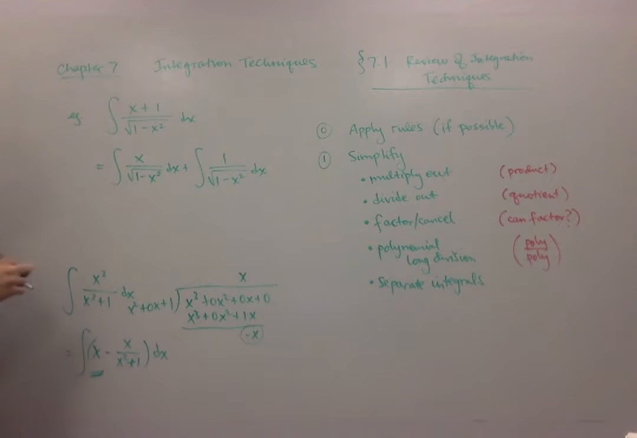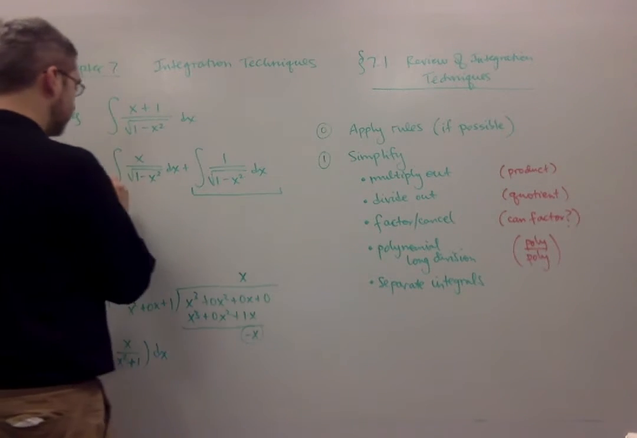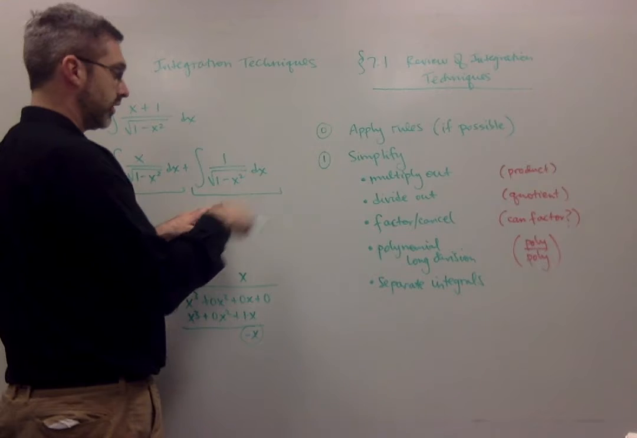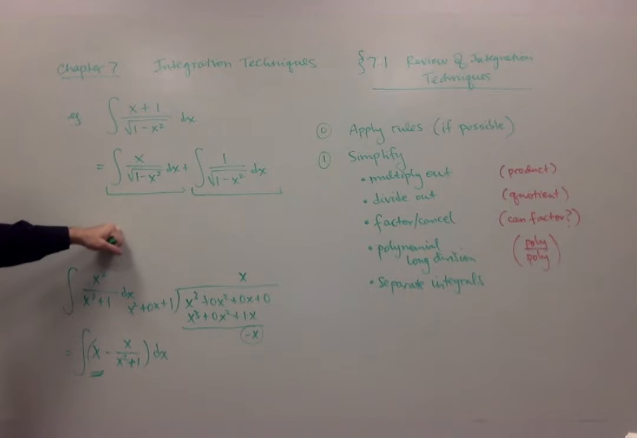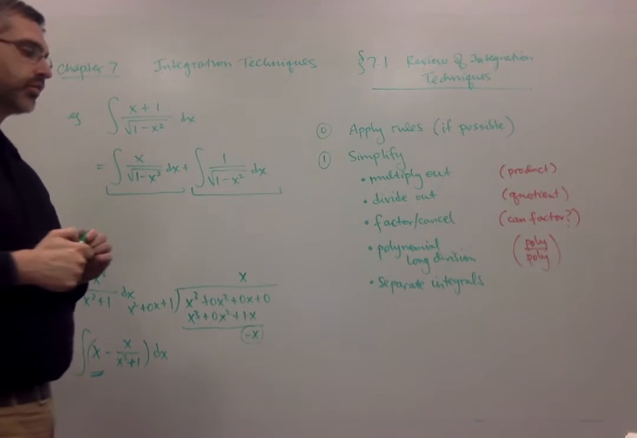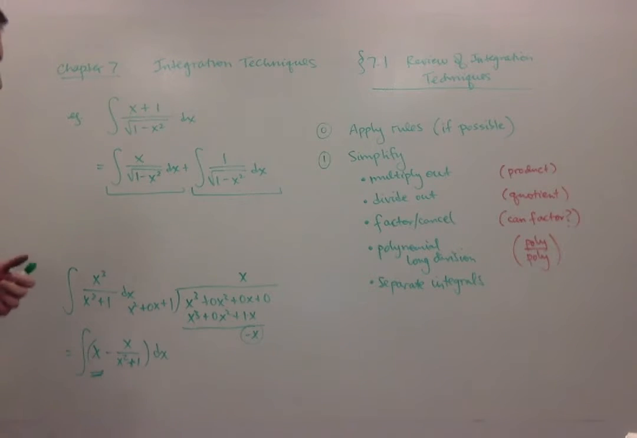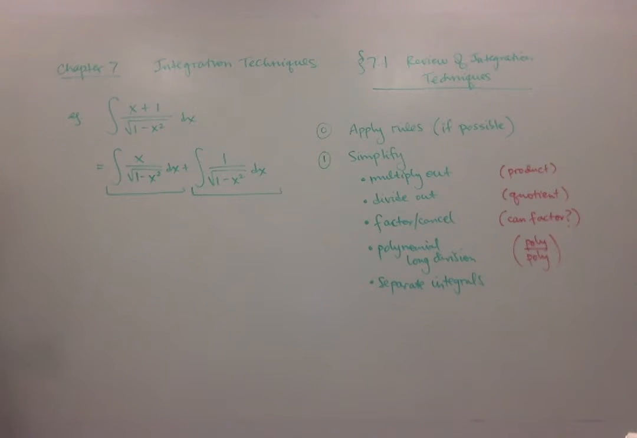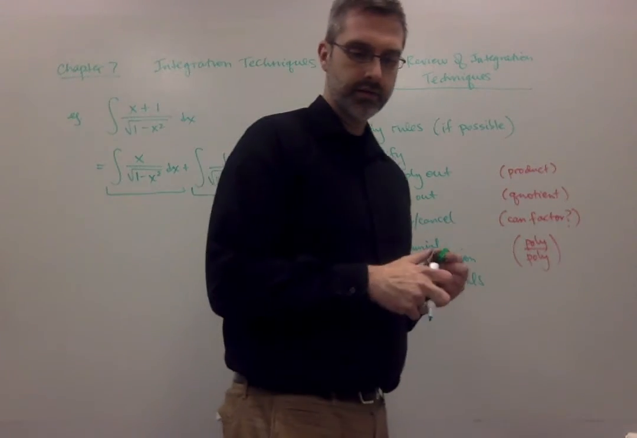And the reason that I do this, it seems to make it more complicated, but in fact, this integral and this integral I would do very differently. This one I actually have a rule for. This is arcsine. This one I would end up doing substitution on. So sometimes we want to break integrals apart because we're going to deal with the things inside the integral very differently. So simplifying is generally a really good approach.